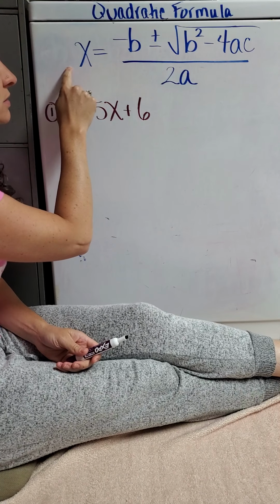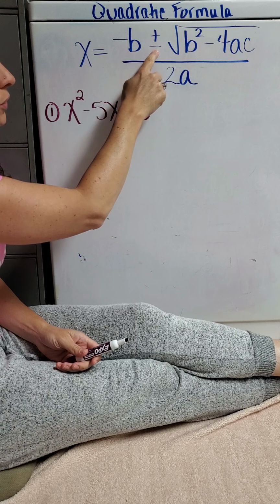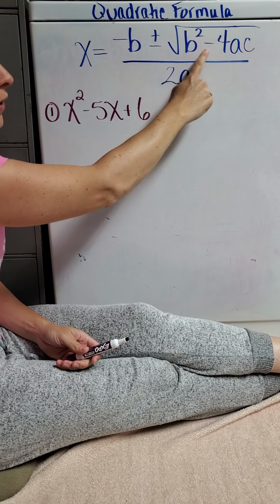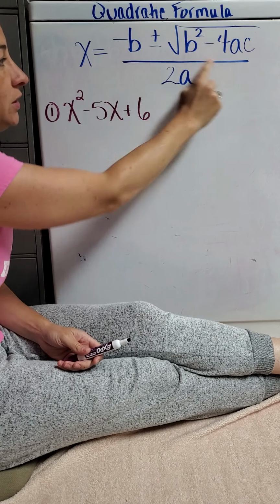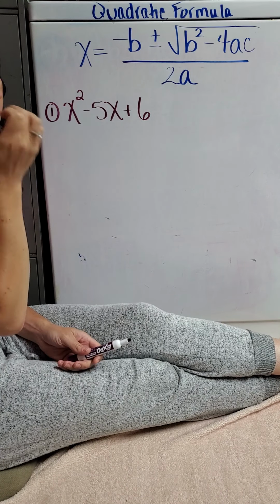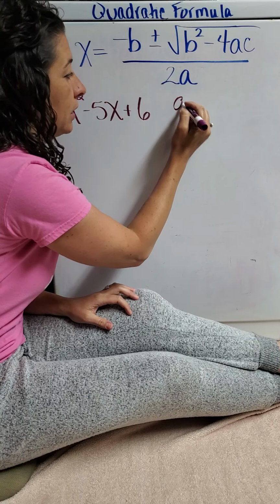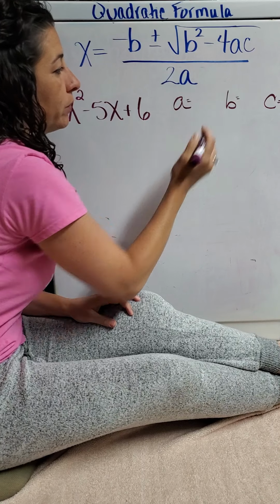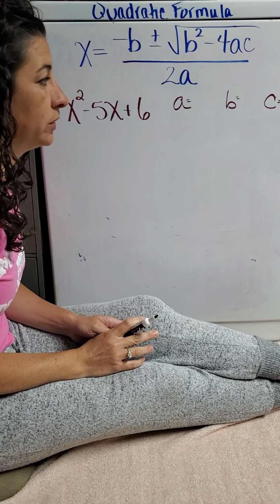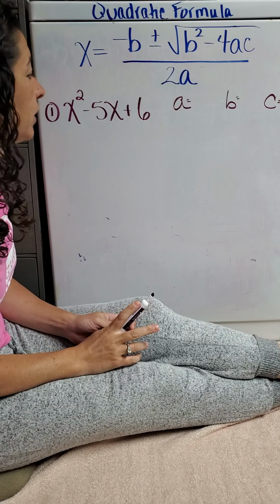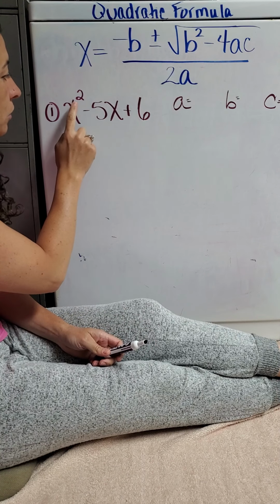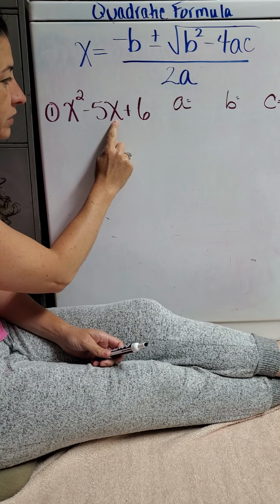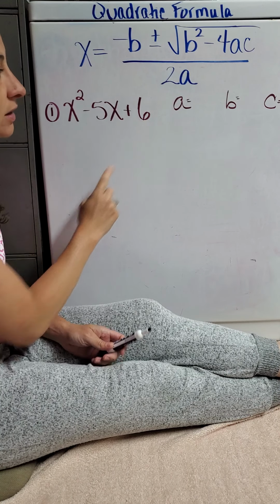It states x is equal to negative b plus or minus the square root of this whole thing, b squared minus 4 times a times c, all divided by 2 times a. Now you might be wondering where that a, b, and c is coming from. If you remember, when we put quadratics into standard form, highest exponent to lowest, your a term would be the first one with the squared, your b term is the middle with the x, and your c is always the constant, the last term.